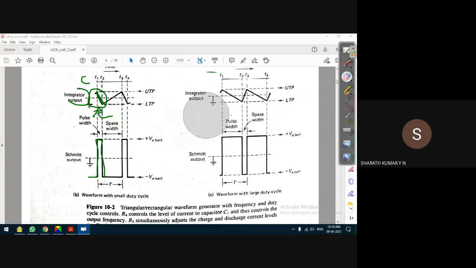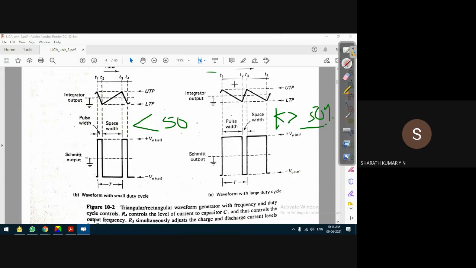In this case, there are two possibilities. One is duty cycle less than 50%, and the other is duty cycle K greater than 50%. Here R phi A is larger and R phi B will be smaller, so the charging cycle is slower, and current I1 is smaller. Discharging current I2 is larger because R phi B is smaller, hence the discharging cycle is shorter. Hence the on period is much larger than the off period, so the duty cycle is more than 50%.